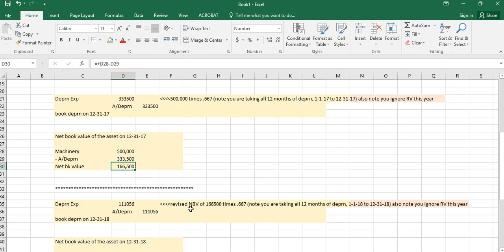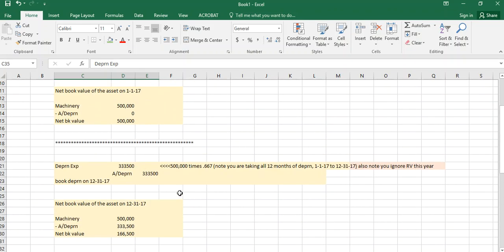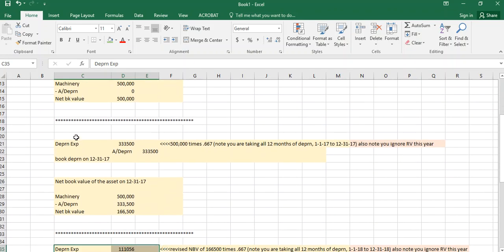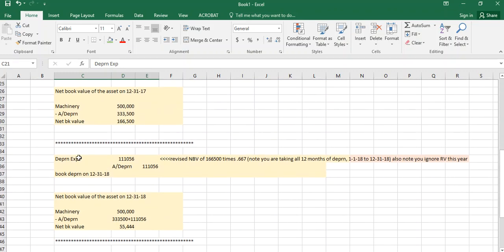So we have 166,500. We're multiplying it by our rate. We keep this rate constant. Notice again, we're taking 12 months, 1/1/18 to 12/31/18, and we book it as depreciation. Notice you're taking a lot of depreciation early. 333,500. That's the first year's worth of depreciation. It drops off precipitously in year 2.